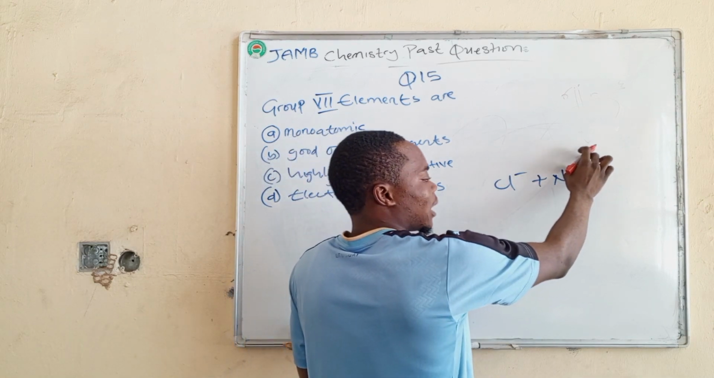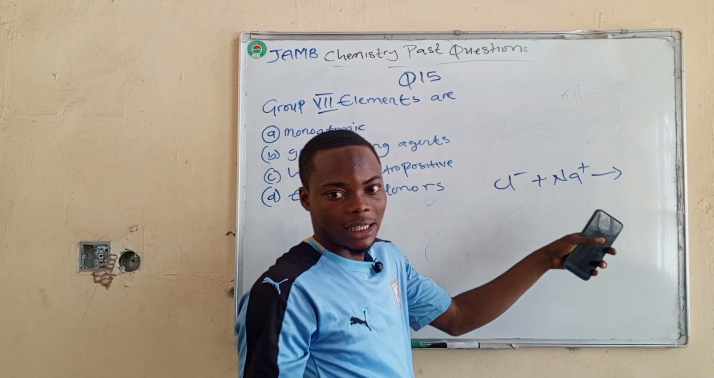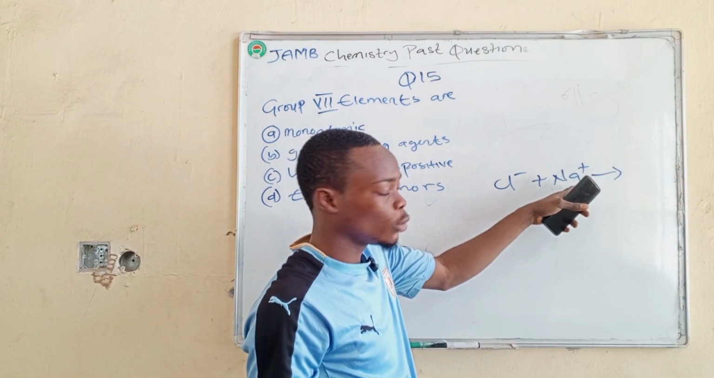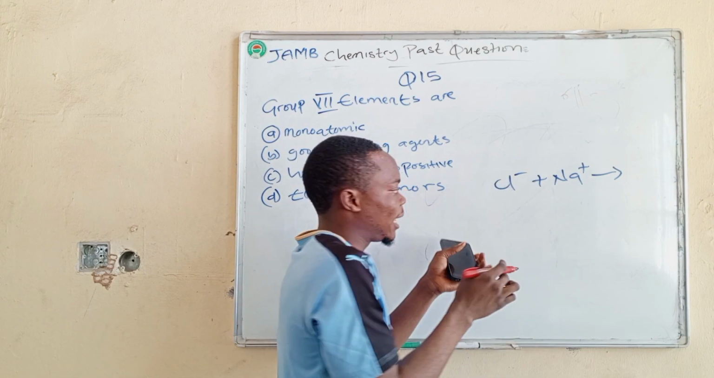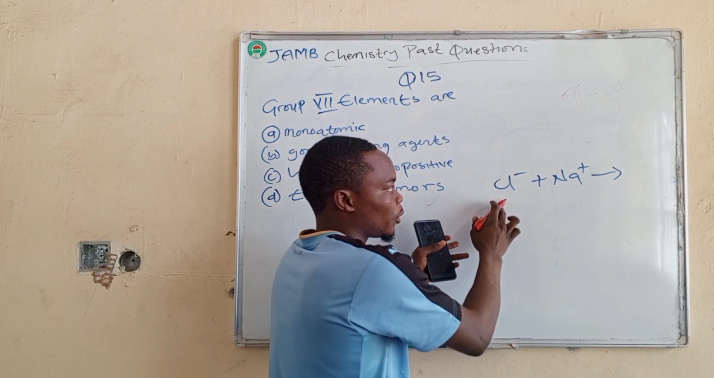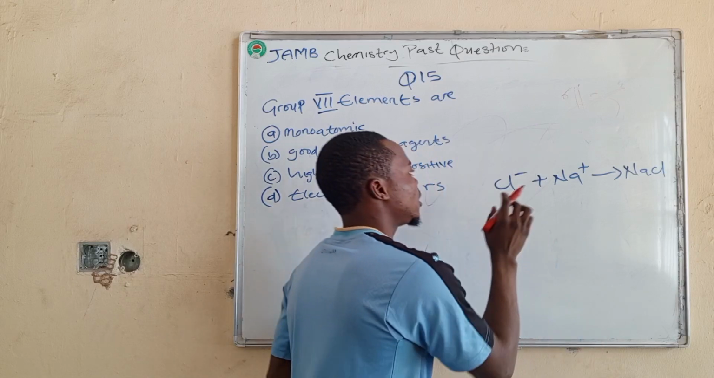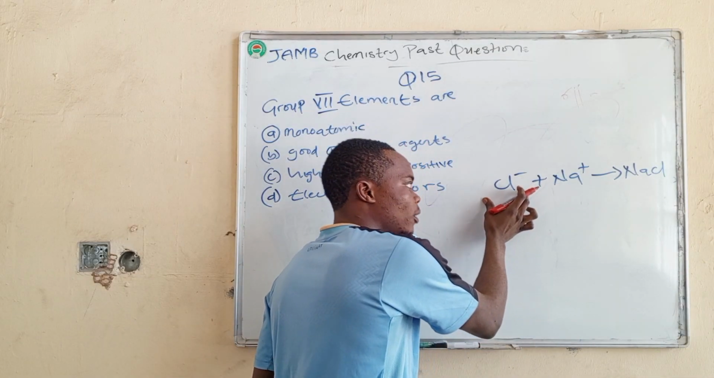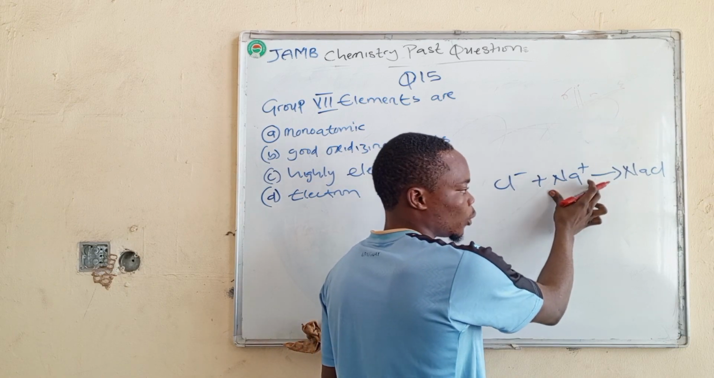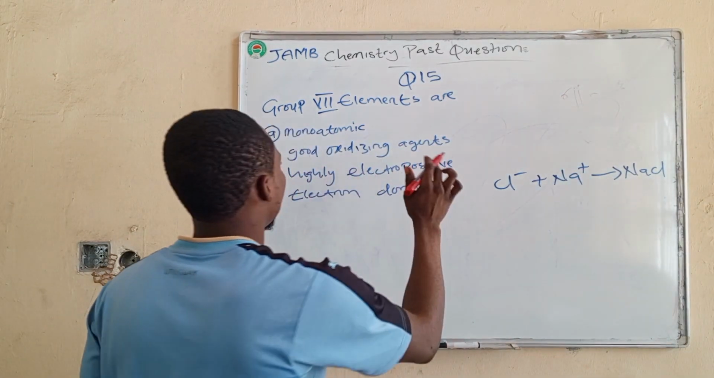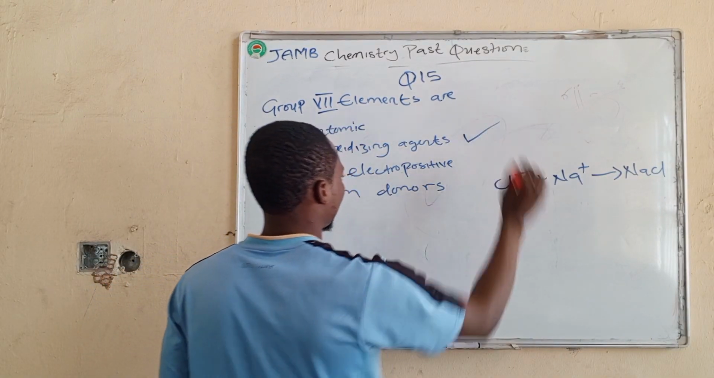Sodium has an electron that it wants to donate, but chlorine wants to accept the electron. So when sodium combines with chlorine, it forms sodium chloride. So chlorine here is an electron acceptor, while sodium is an electron donor. So the answer here is they are good oxidizing agents.